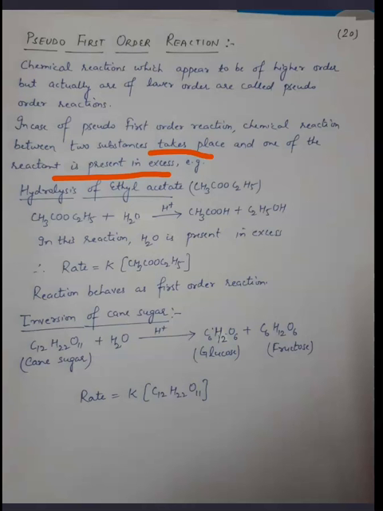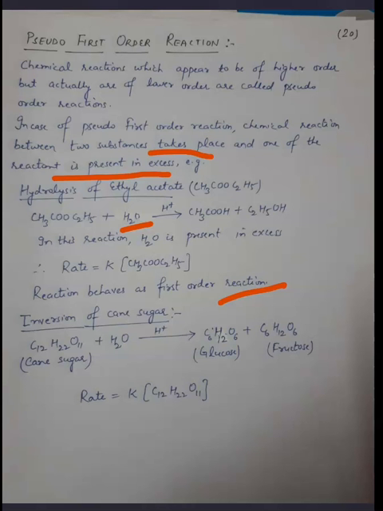In a pseudo first order reaction, a chemical reaction takes place between two substances, meaning there are two reactants, but the rate depends on only one reactant, because the other reactant is present in excess. This is the condition of a pseudo first order reaction. Let us consider an example, the hydrolysis of ethyl acetate. Here water is present in excess, so the rate will depend only on the concentration of ethyl acetate. So it behaves as a first order reaction.